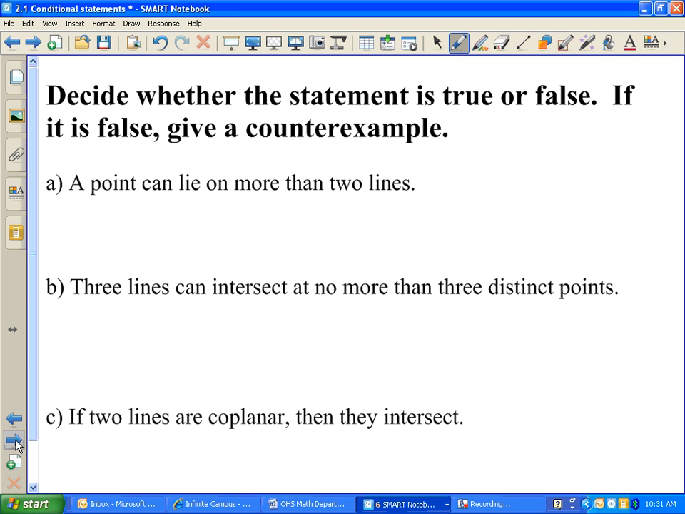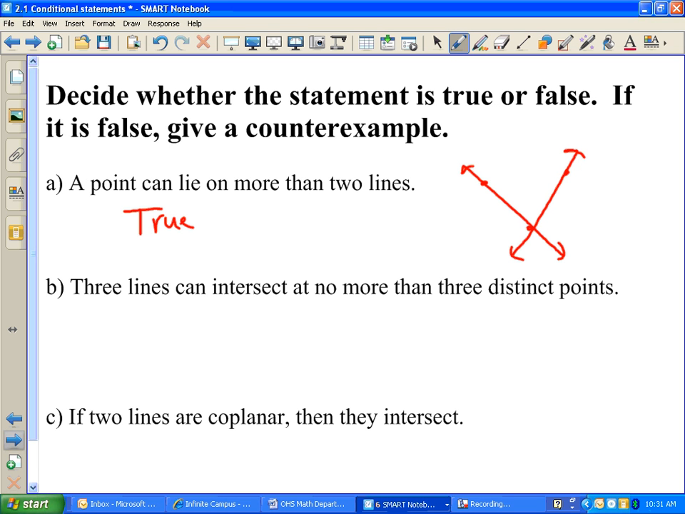All right, so in this one, a point can lie on more than 2 lines. True or false? True. So think about it. If I've got a line, remember a line is made up of 2 points, right? But any 2 points, right? I could have another point over here. Is that point on more than 1 line?